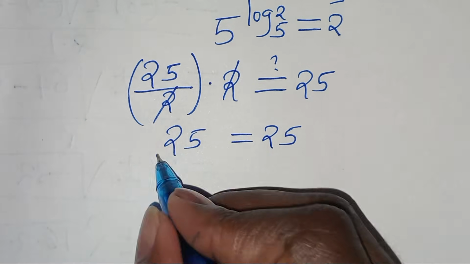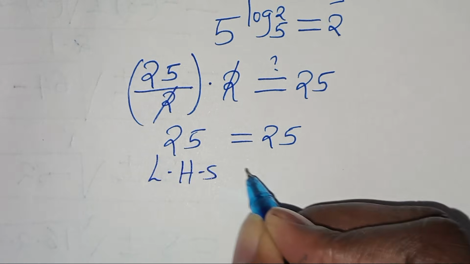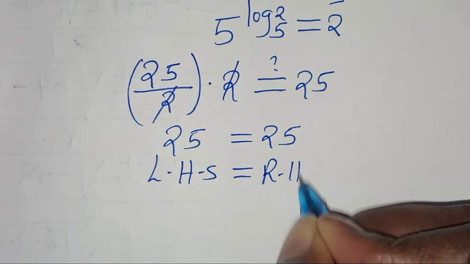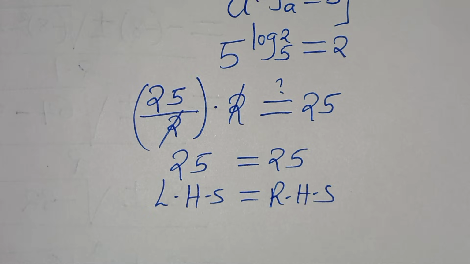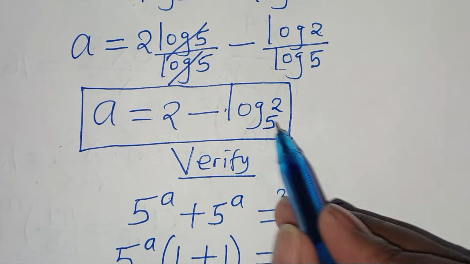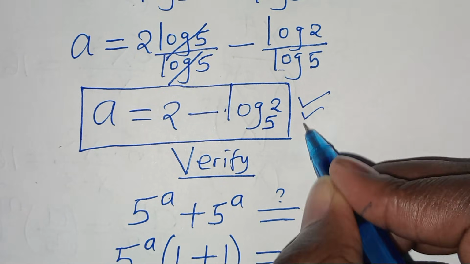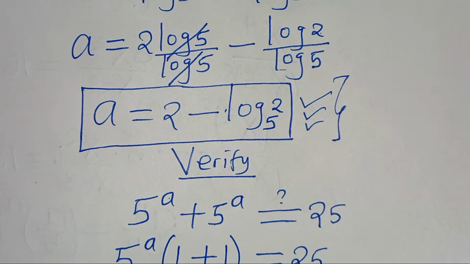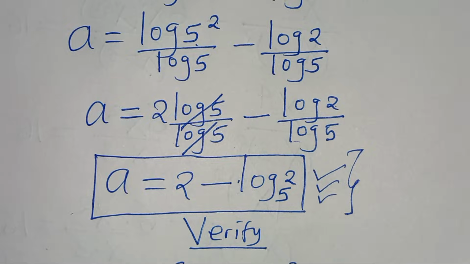So this implies that the left hand side is equal to the right hand side. And this affirms that the value of a, which is equal to 2 minus log 2 to base 5, actually satisfies the equation.